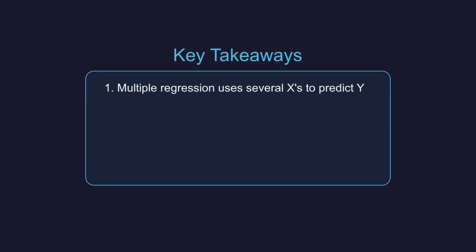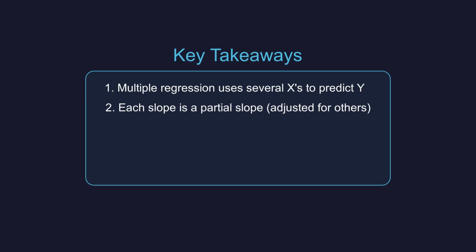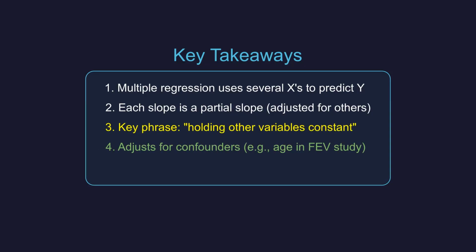Let's summarize. Multiple regression includes several predictors in one model. Each coefficient is a partial slope, interpreted while holding other variables constant. This lets us adjust for confounders, as we saw with the smoking and FEV example, and categorical variables can be included using dummy variable coding.